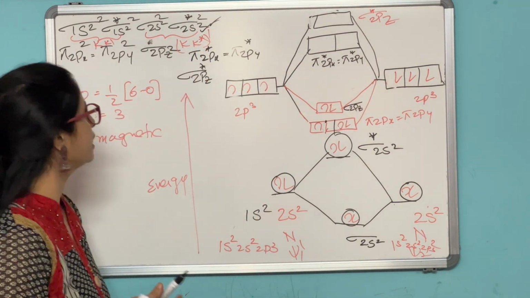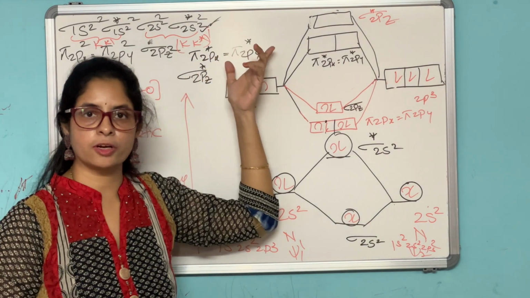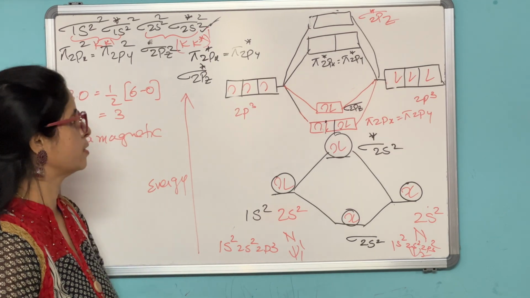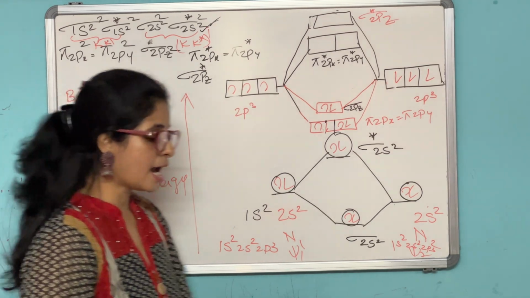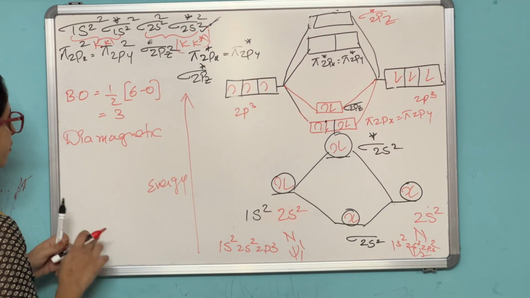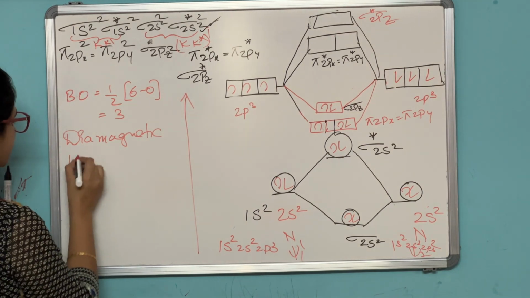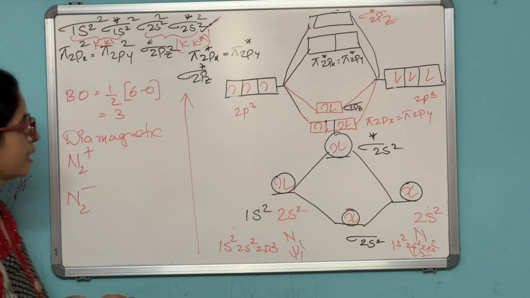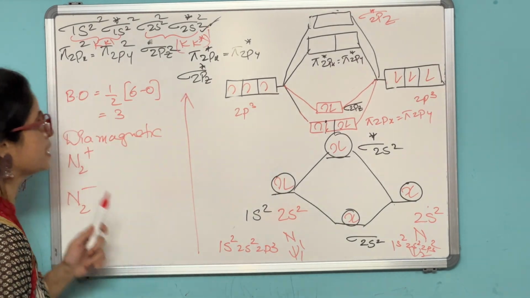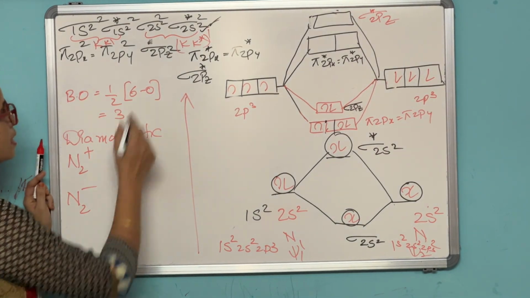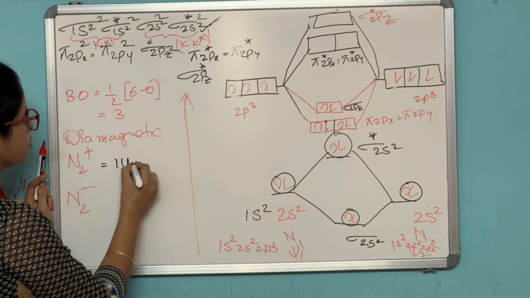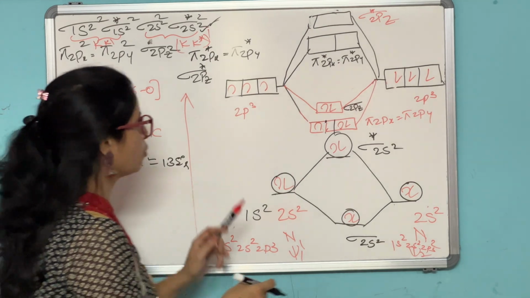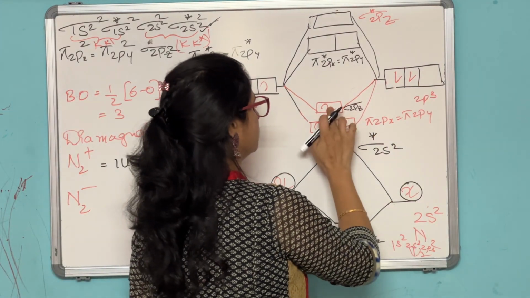This is the energy level diagram. If you remember this electronic configuration, you can easily write down the energy level diagram. This is for nitrogen. And next, calculate the bond order for N2 plus and N2 minus, and explain the stability. N2 plus means 14 minus 1, 13 electrons. So the same energy level diagram, and from this one I will remove one electron.